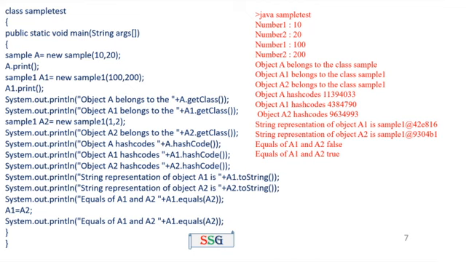The next one, System.out.println, equals of a1 and a2. a1.equals(a2). Here a1 is one object, a2 is another object. Here the condition is false. The next one, I am going to assign the statement a1 equal to a2. That means the content of a2 is copied to a1. Here a1 and a2 both are the same. Now the next statement is System.out.println, equals of a1 and a2. So a1.equals(a2) returns the value true.